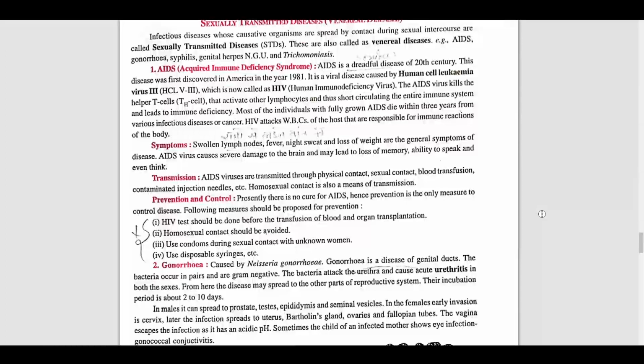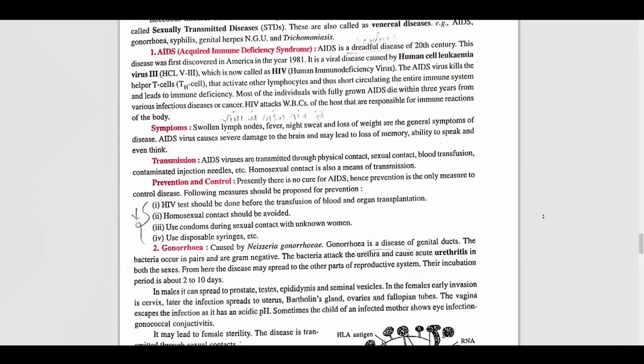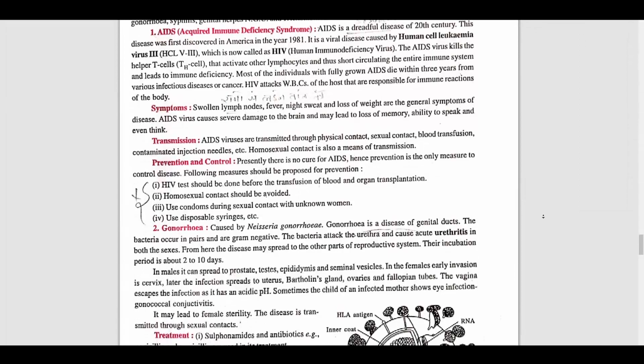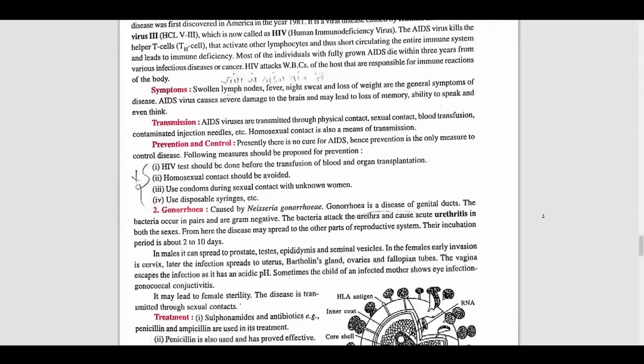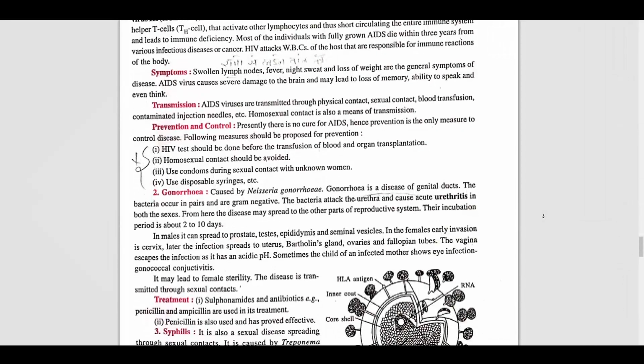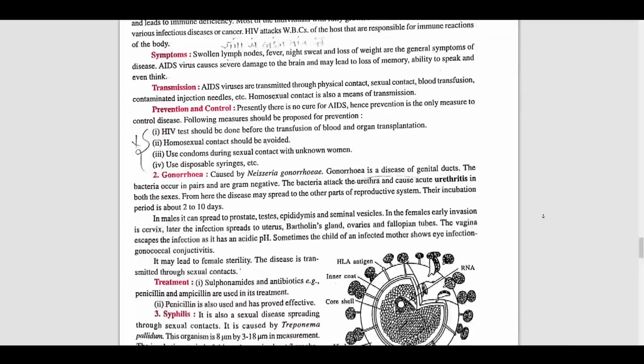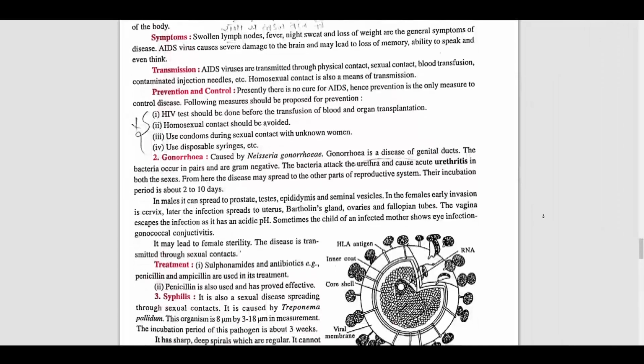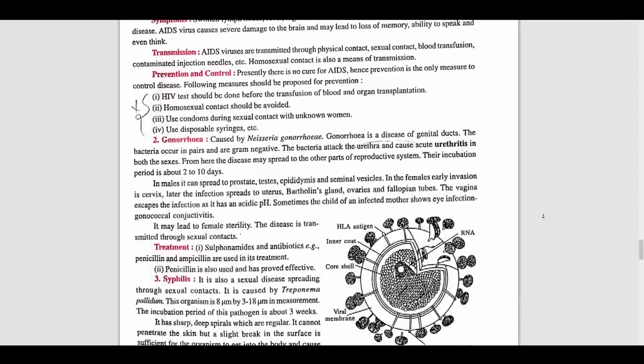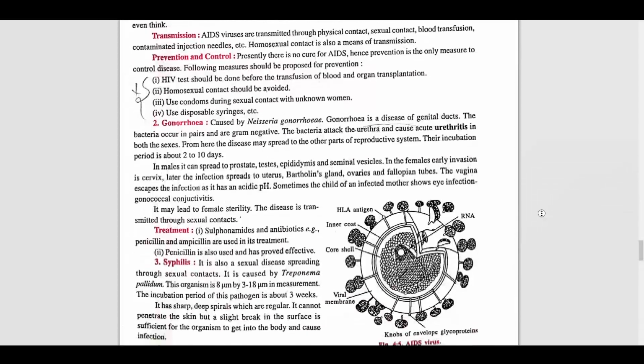Now, how does it get transmitted? By sexual contact, blood transfusions, contaminated injection needles, or physical contact. We also have prevention and control. First of all, an HIV test should be done before blood transfusion and organ transplantation, and homosexual contact should be avoided. These are the preventions.